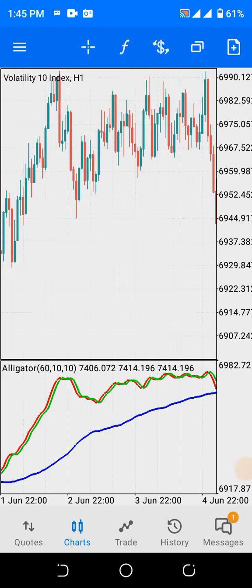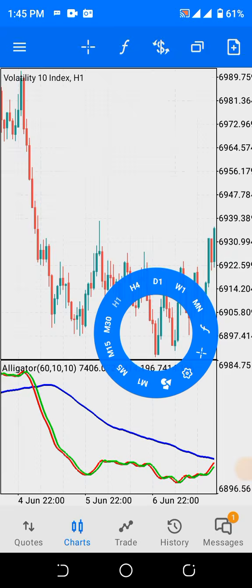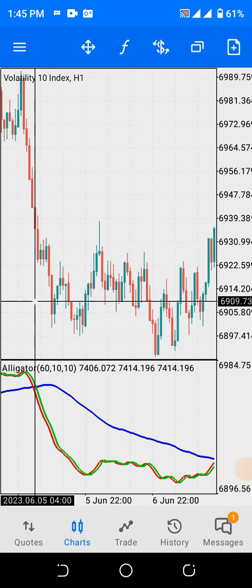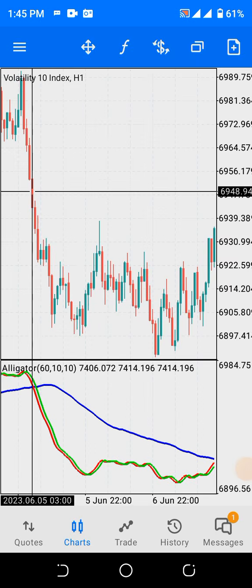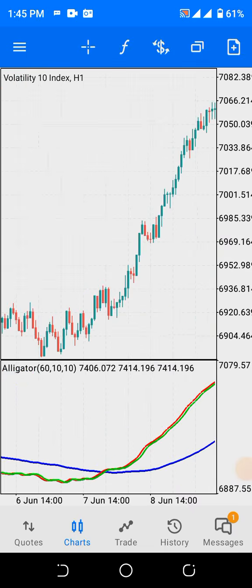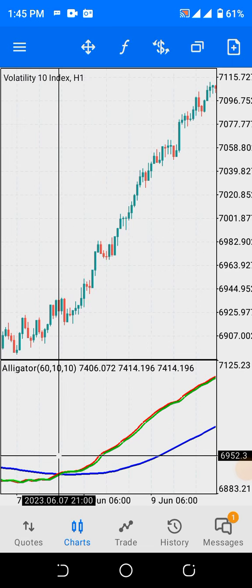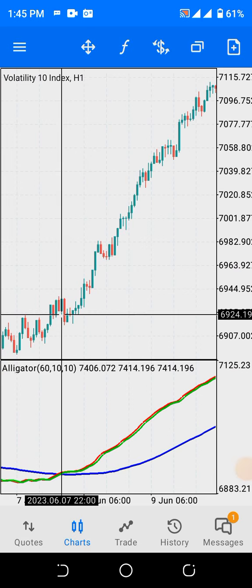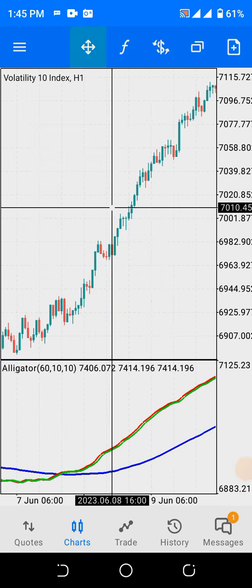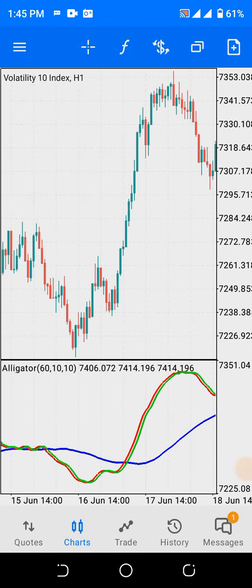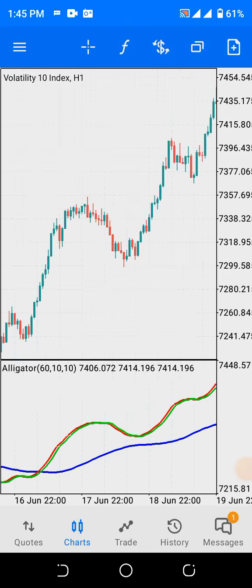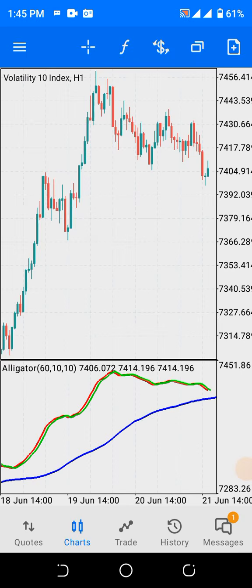Do you understand? And I sold at this point and recorded a lot of profits. And I also bought at this point and recorded a lot of profits. I also sold. I bought here also, and this is where the market is right now. Do you understand? Like as I said, this is a highly profitable strategy.